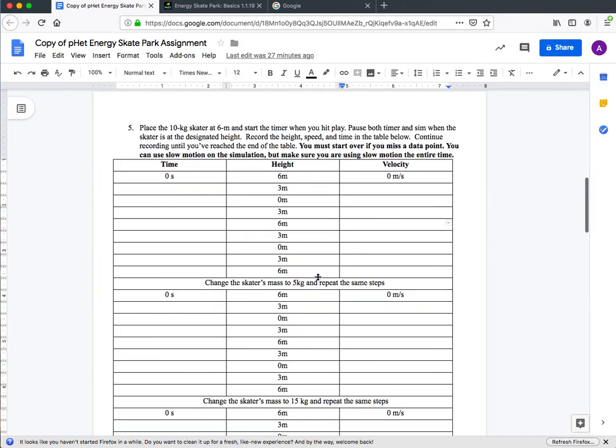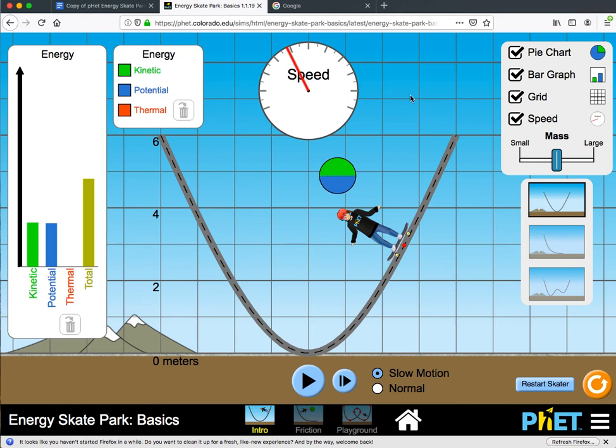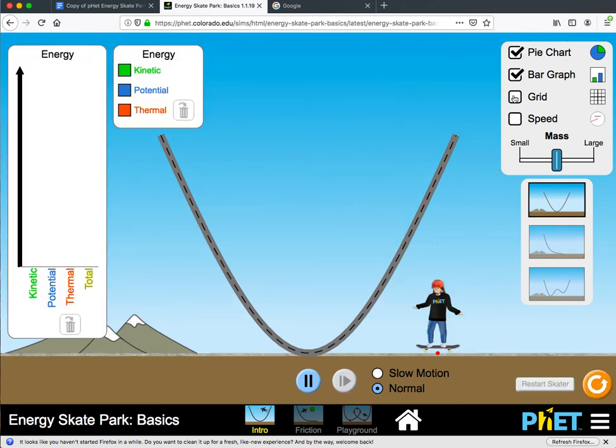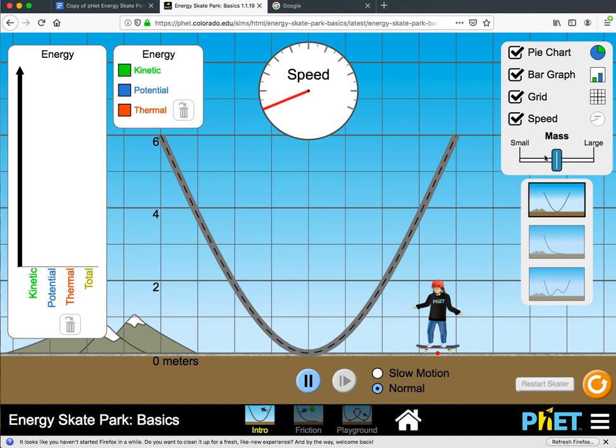But if you notice, right after the end of this chart, it says change the skater's mass to 5 kilograms. So I'm going to come back to my sim. So again, once you're done with that entire chart, you're going to come back. And now if you hit reset, this little arrow looks like it's chasing itself. You're going to click all 4 boxes. But now I want my mass to go down to small. That's now a 5 kilogram skater.